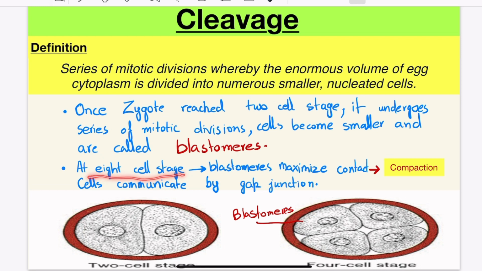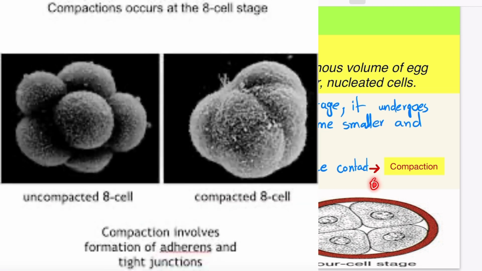At the 8-cell stage, blastomeres maximize contact by the process of compaction. Cells communicate by gap junctions. So the cells become a compact mass which has maximum contact. Before that, they are loosely in contact with each other.